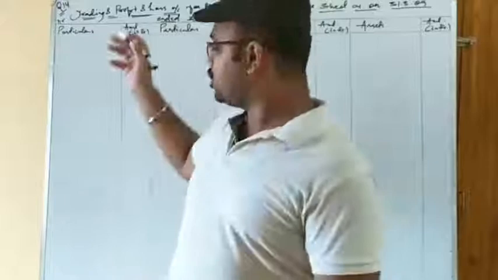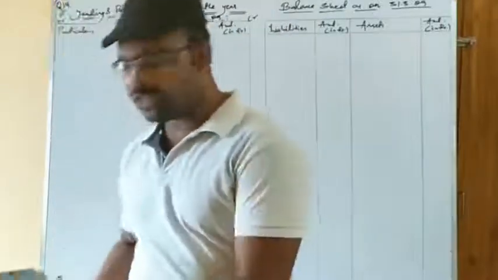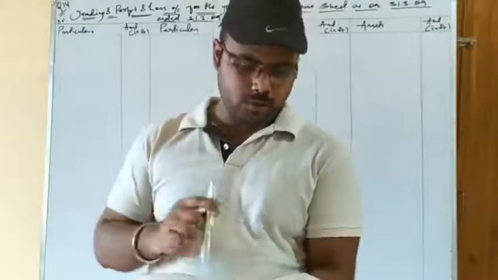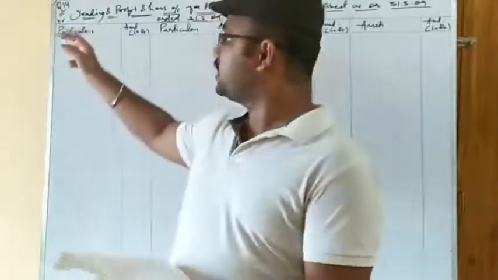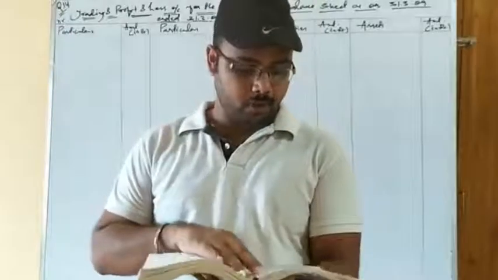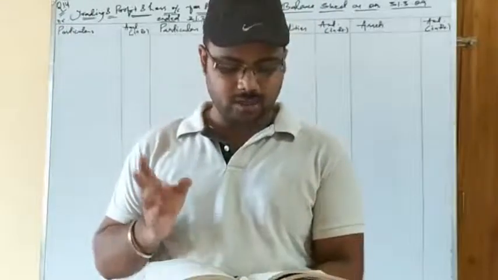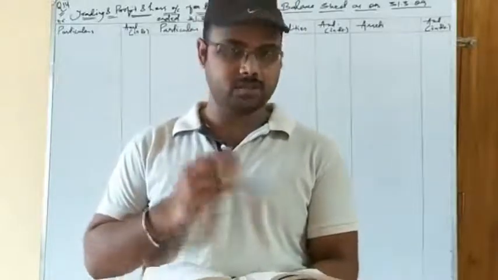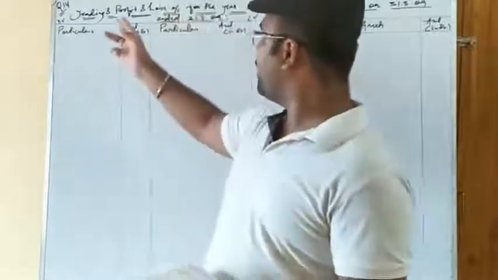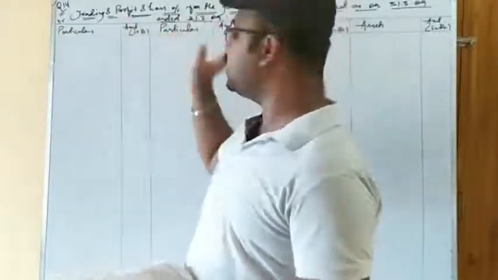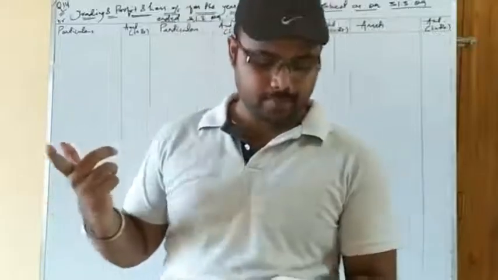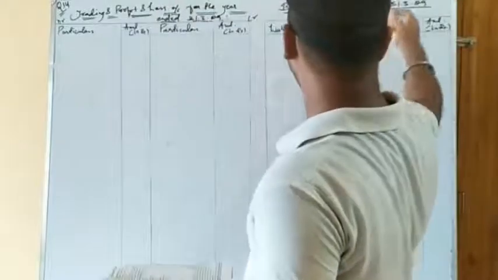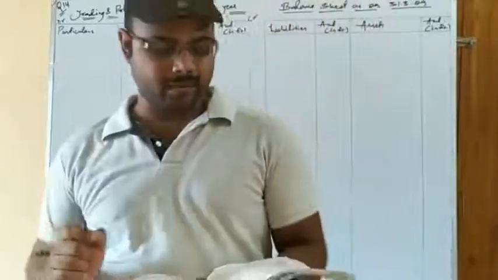So see, I have taken question number 14 from your book, Double Entry Bookkeeping, Kalyani Publishers. Today we are going to solve question number 14, and the question says: following is the trial balance of Mr. Narayan as on 31st March 2009. Prepare trading and profit and loss account for the year ended 31st March 2009 and a balance sheet as on that date.